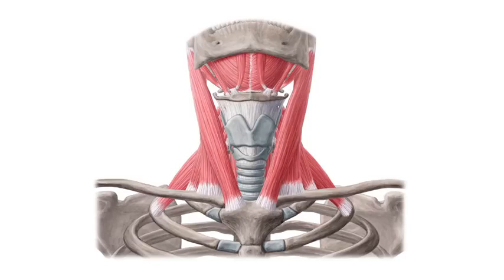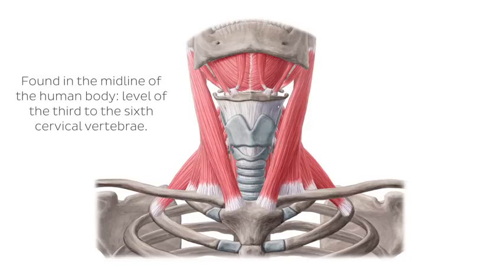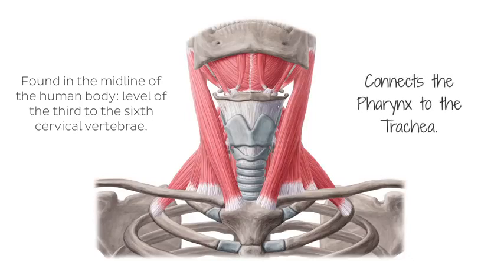Also important to mention is that if you want to give exact coordinates of where to find the larynx in your body, you can say that it's found in the midline of the human body at the level of the 3rd to the 6th cervical vertebrae. And also another important thing for your notes is that the larynx connects the pharynx to the trachea.